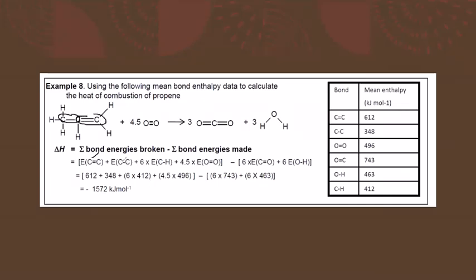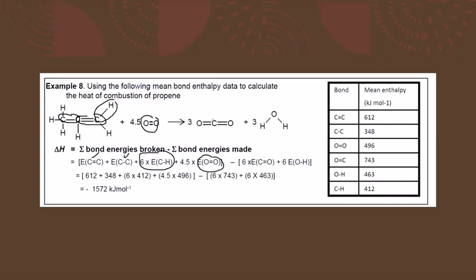that's another. Then we are breaking carbon-hydrogen bonds. How many? 1, 2, 3, 4, 5, 6. So that's why it is multiplied by 6. And we are breaking oxygen-oxygen double bonds, 4.5 of them. So we'll get that energy.